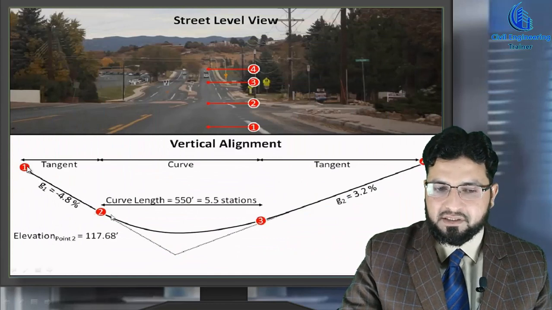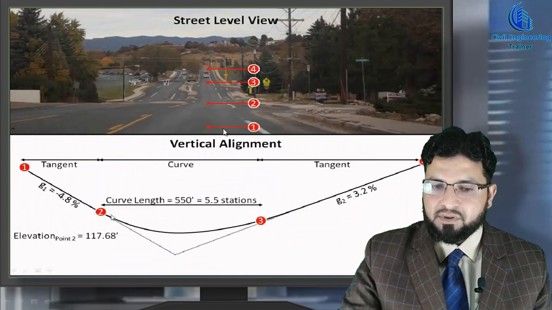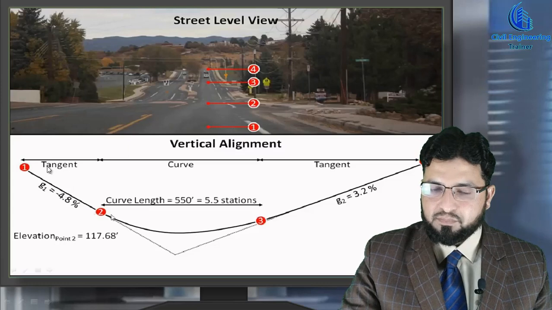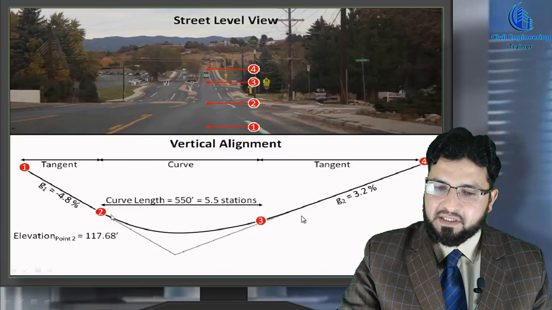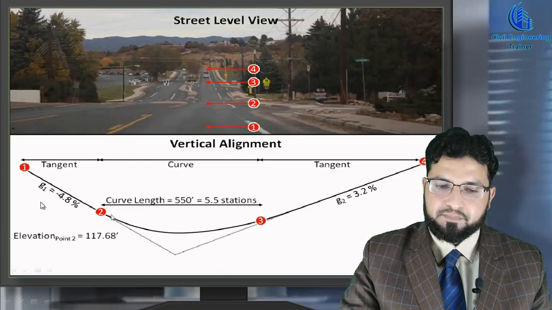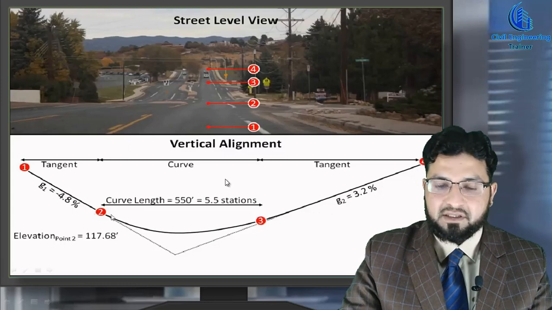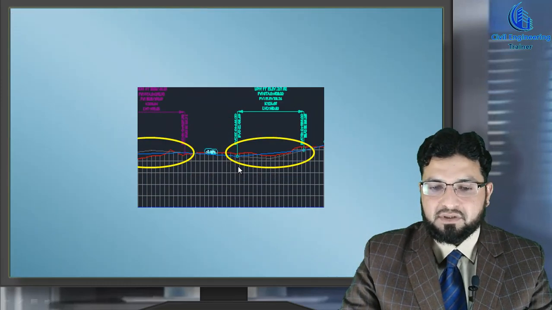You can see the tangent from here to here, 1 to 2. This is a specific slope. This portion is called a tangent. This portion from 2 to 3 is the curve portion. This is called a vertical curve, okay? Next, 3 to 4 is a tangent also, this is a slope, okay? So this is an example of a vertical curve. We also give another example of a vertical curve.